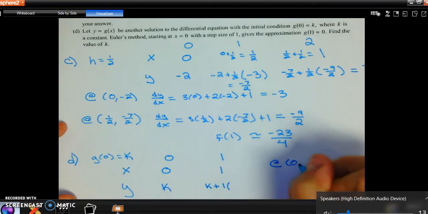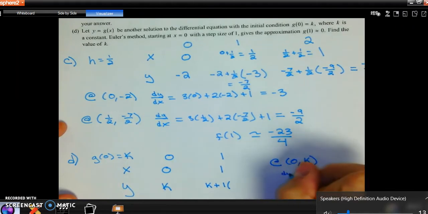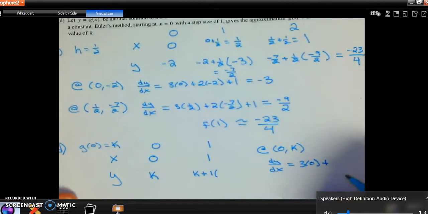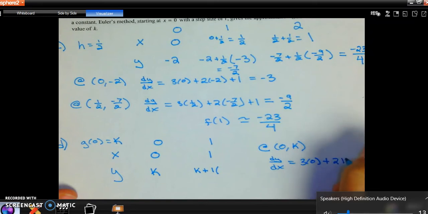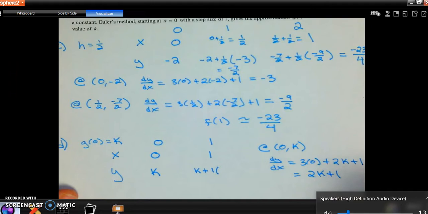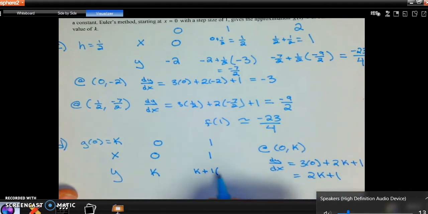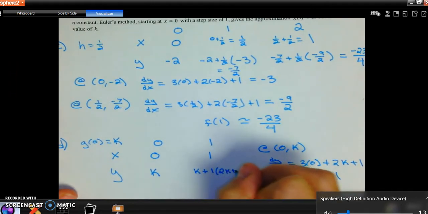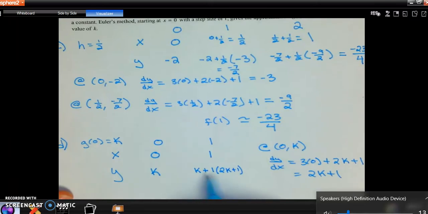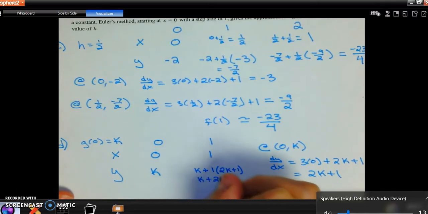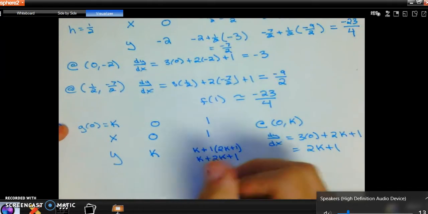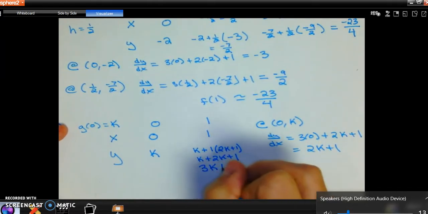So at 0, k, when I plug into the derivative, I would get dy/dx. What does that equal? It's going to be 3 times 0 plus 2 times k plus 1. Well, isn't that just 2k plus 1? I guess that's what I got. So I'm going to take that and plug it in here. So that 2k plus 1 goes there. And now I can clean that up. Obviously, that's just k plus 2k plus 1. And I can combine like terms there, and I get 3k plus 1.